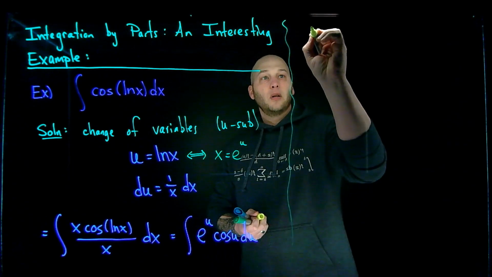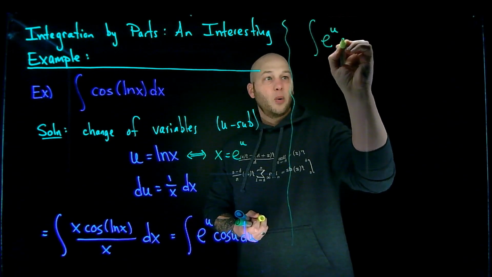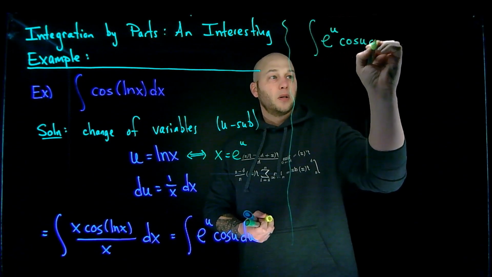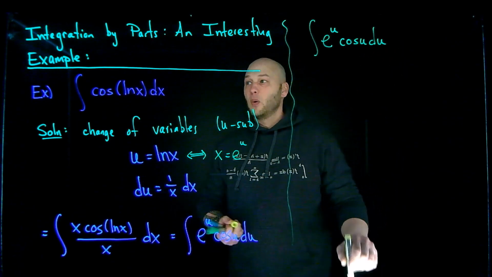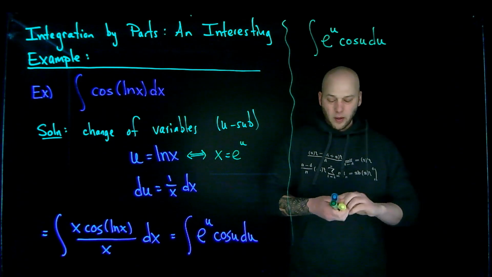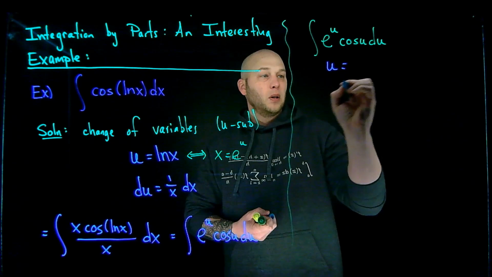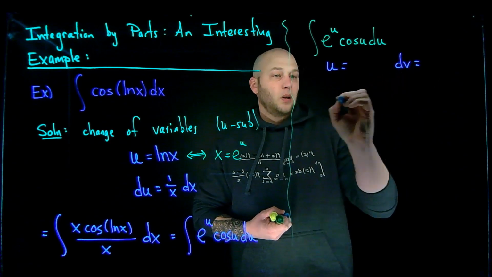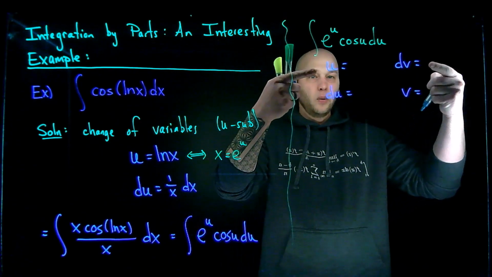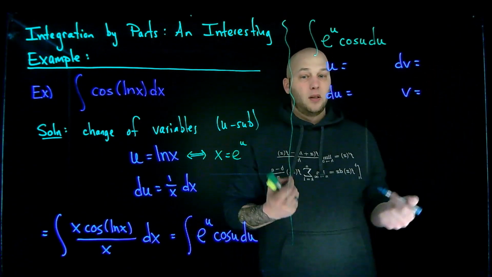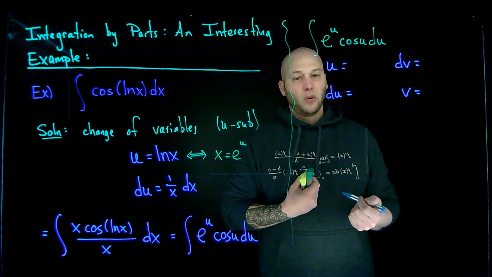All right, so let's start with the integral of e to the u cosine of u du. Now notice this does have a product, and therefore we can try integration by parts with it. Let's go ahead and set up my integration by parts table: u, and then dv, and du, and v. Remember that the u and the dv are the choices that I make. du and v are then going to be a result of those choices.